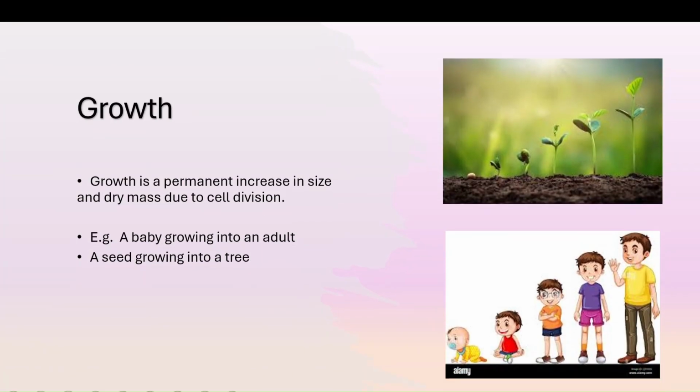Next is growth. Growth is a permanent increase in size and dry cell mass due to cell division. It's important to note that it is permanent. And growth isn't just about size, it's also about the tissues and organs that are developing so that the organism can survive and later on reproduce. Some examples are a baby becoming an adult, or a seed becoming a sapling, becoming a tree.